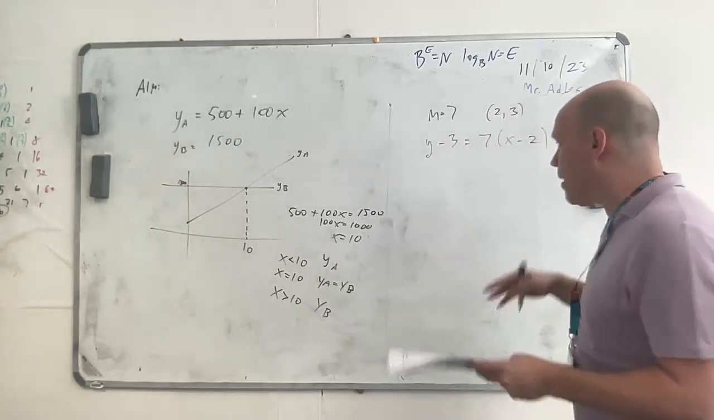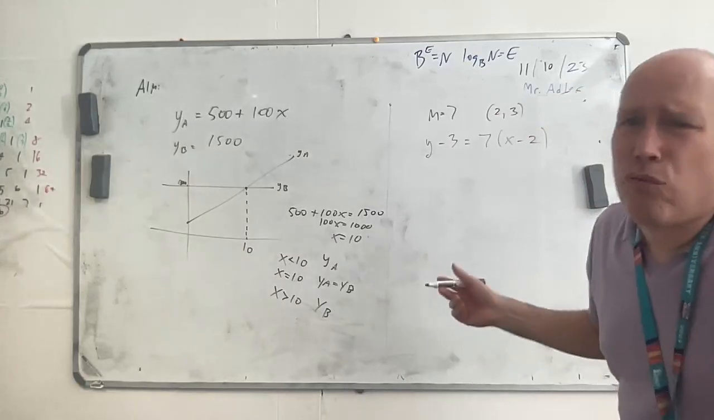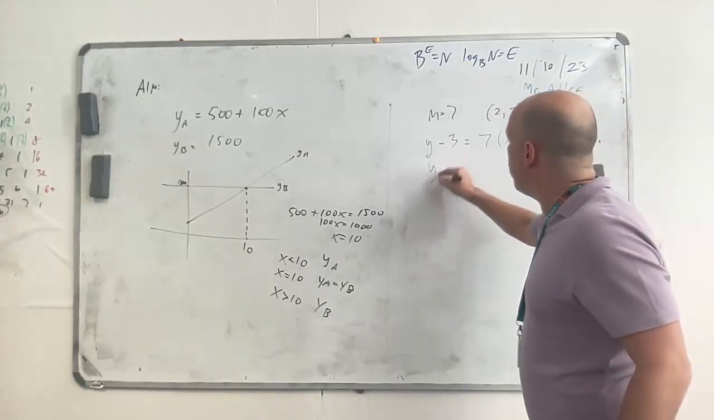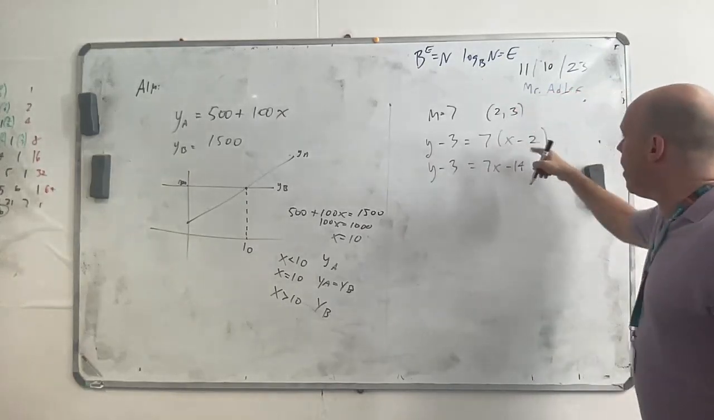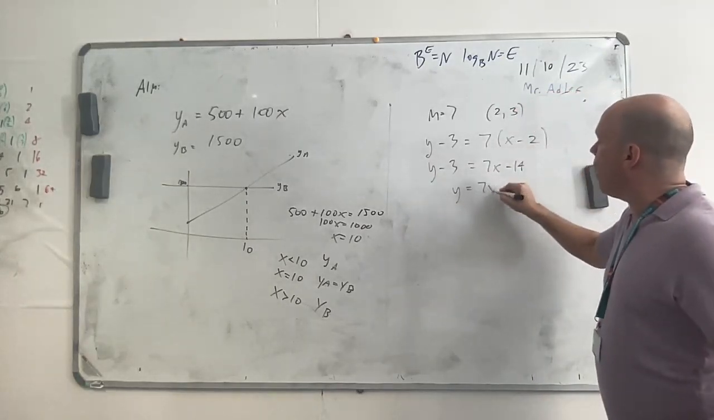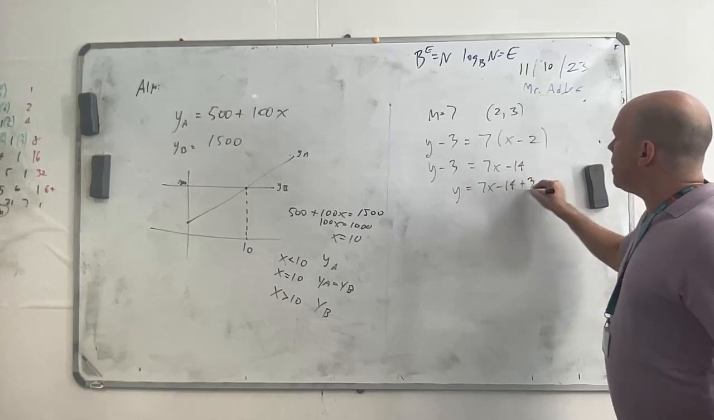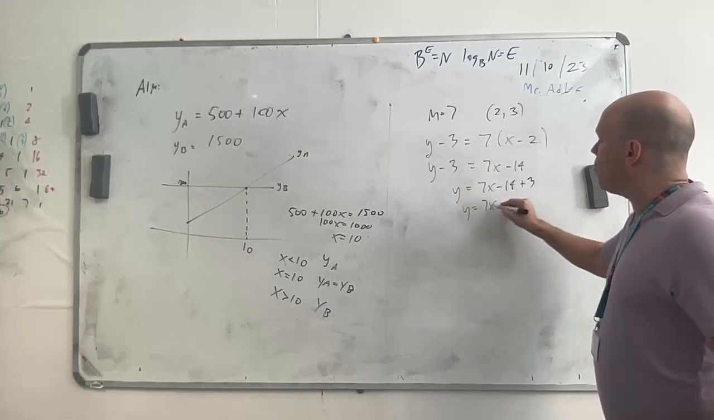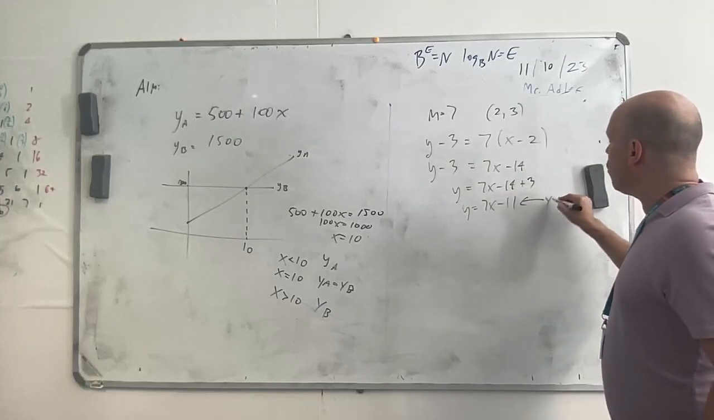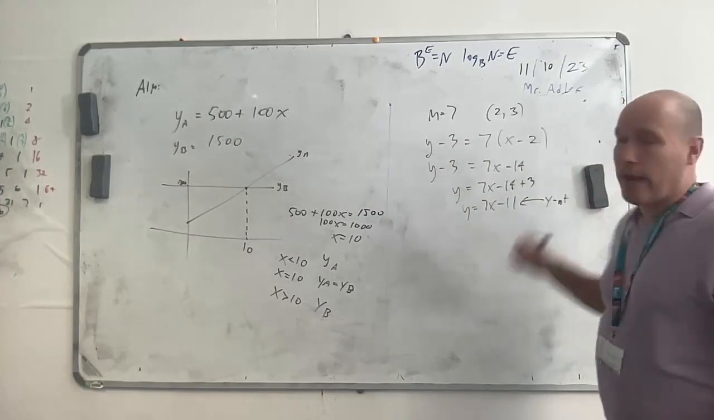Once again, the idea is, can we find the y-intercept? Yeah, really easy. Just solve for y. y equals 7x minus 14, plus 3. I distribute it, and then I move the 3 over to the other side. If it's negative on the left, it's positive on the right. y equals 7x minus 11, and therefore the y-intercept is negative 11.